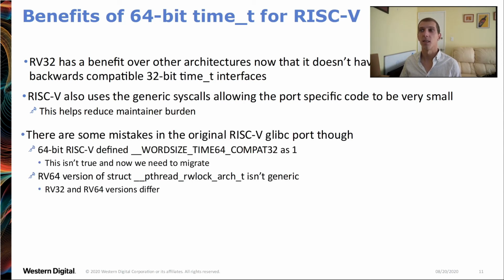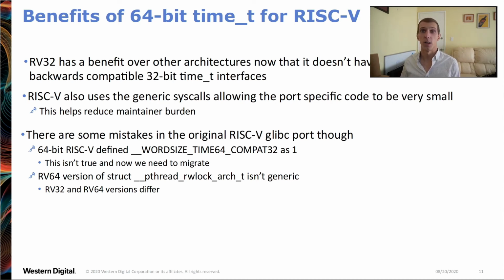There are unfortunately some mistakes in the original RISC-V port though. The two big ones that kind of stand out is that the __WORDSIZE_TIME64_COMPAT32 macro was defined as 1. So that might seem confusing, but basically what it means is that we told Glibc that we expect the time to be 32-bit for RISC-V 32-bit. And this is used for things like the lastlog syscall, the getrusage syscall, and things like that. This unfortunately means that 64-bit RISC-V has been using 32-bit values for these, and that 32-bit RISC-V will also have to use 32-bit values in order to maintain compatibility between the two running on the same system.